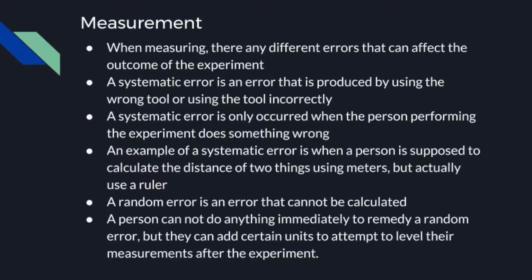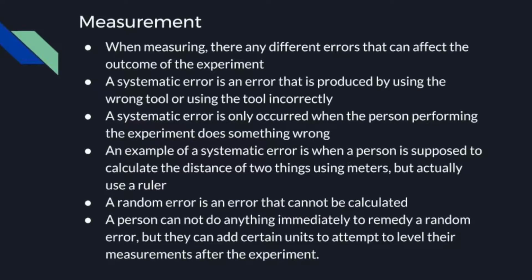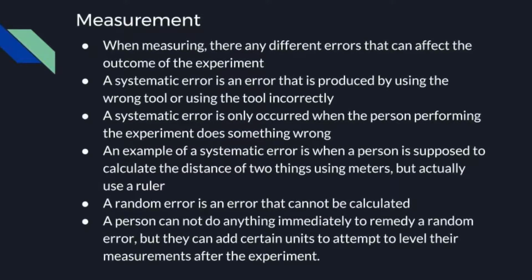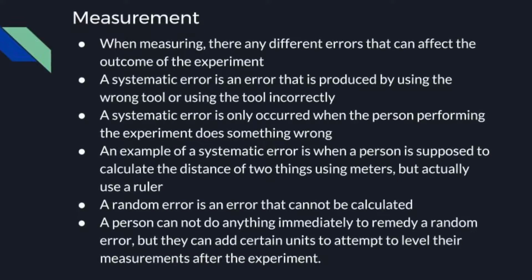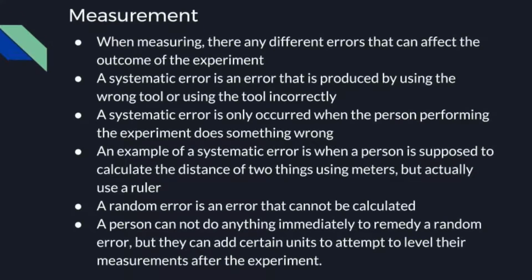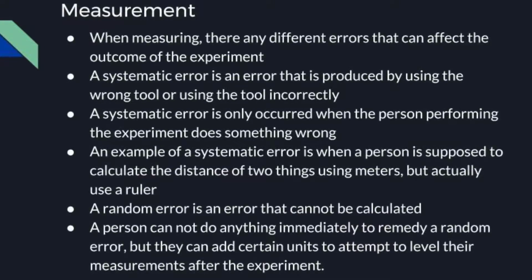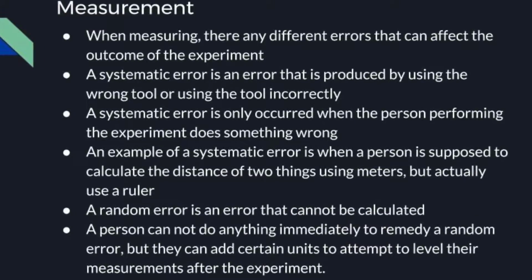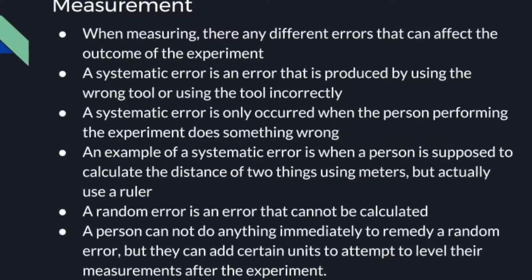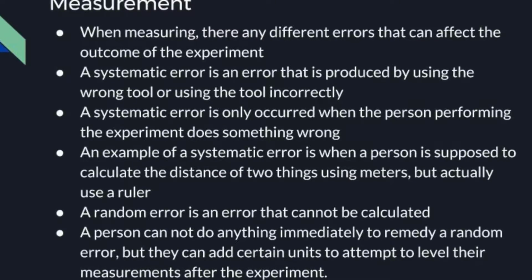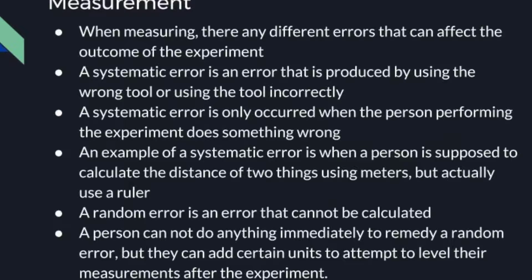When measuring, there are two different errors that can happen: systematic errors and random errors. A systematic error is an error that occurs when the experimenter uses the wrong tool or uses the tool incorrectly. A random error is an error that cannot be calculated and cannot be avoided during the experiment. However, scientists try to fix random errors by finding patterns in the data and adjusting it slightly.